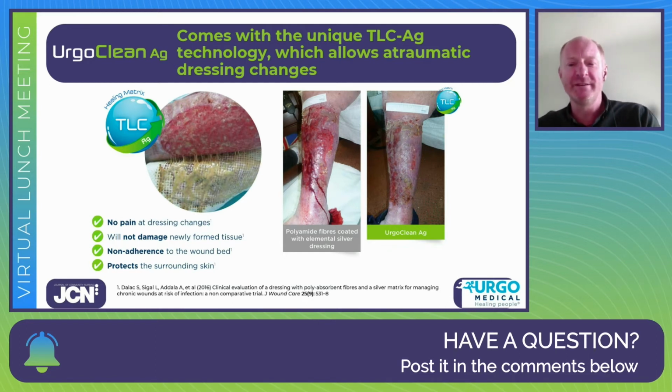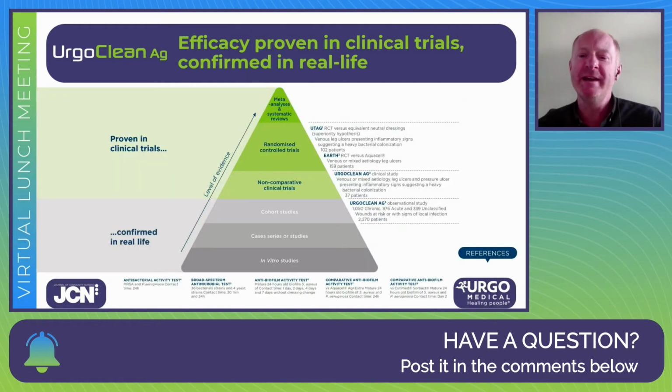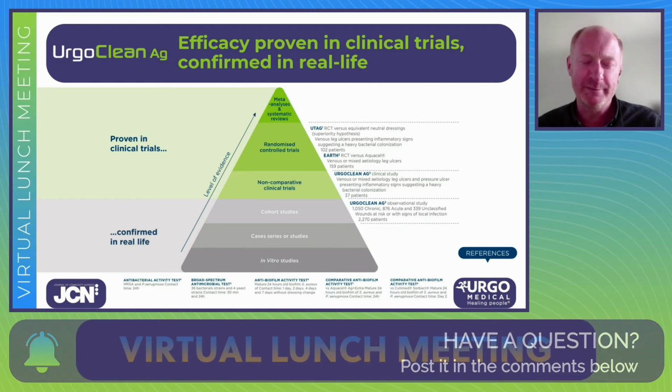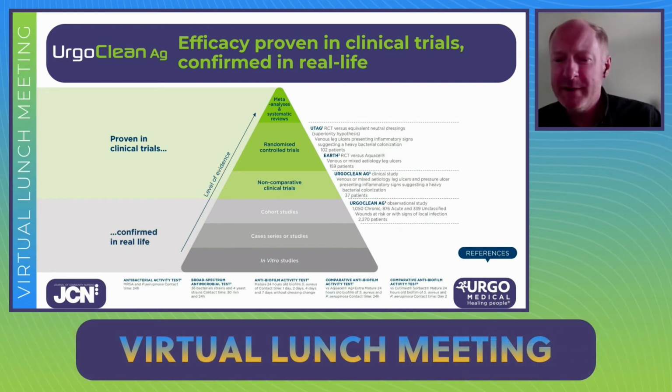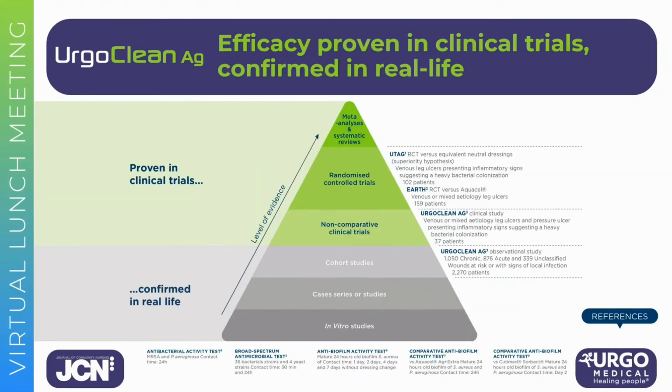Let's just spend a few minutes looking at the proven clinical evidence for UrgoClean Ag and what it means to you in real life. Here you can see what we call the evidence pyramid. As we've been through how UrgoClean Ag works, we've been provided evidence from a range of sources to show its efficacy. And this slide shows the sheer volume of evidence from randomized controlled trials to real life observational studies. And they're listed all down the right-hand side and at the bottom as well. So a huge body of evidence.